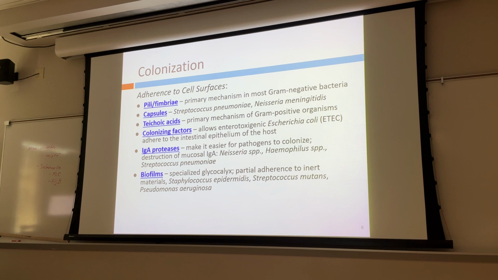Villi and fimbriae, remember we talked about villi. Generally, villi means longer proteinaceous structures that emanate from the surface of the bacterial cell. There's not a ton of them, usually between 10 and 20. Fimbriae are short, and there's a ton of them. A lot of gram-negatives use villi and fimbriae for attachment.